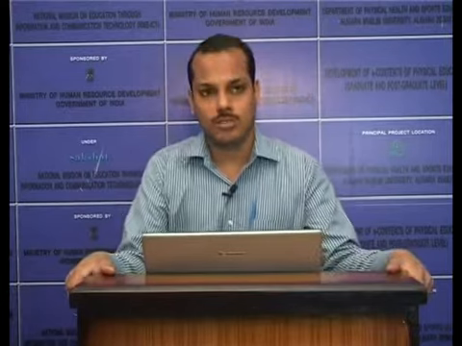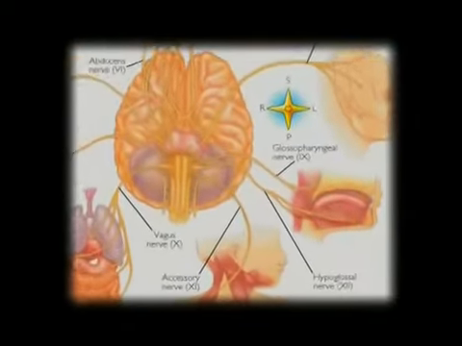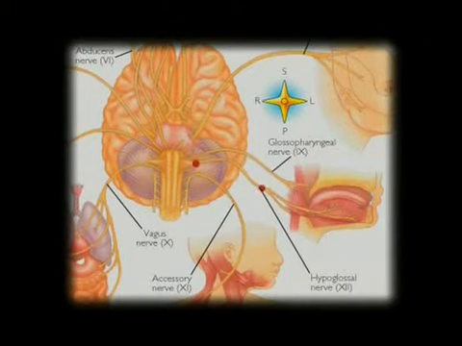Last cranial nerve is the hypoglossal nerve. This is the 12th cranial nerve. Hypoglossal nerve provides somatic motor innervation to the muscles of the tongue.